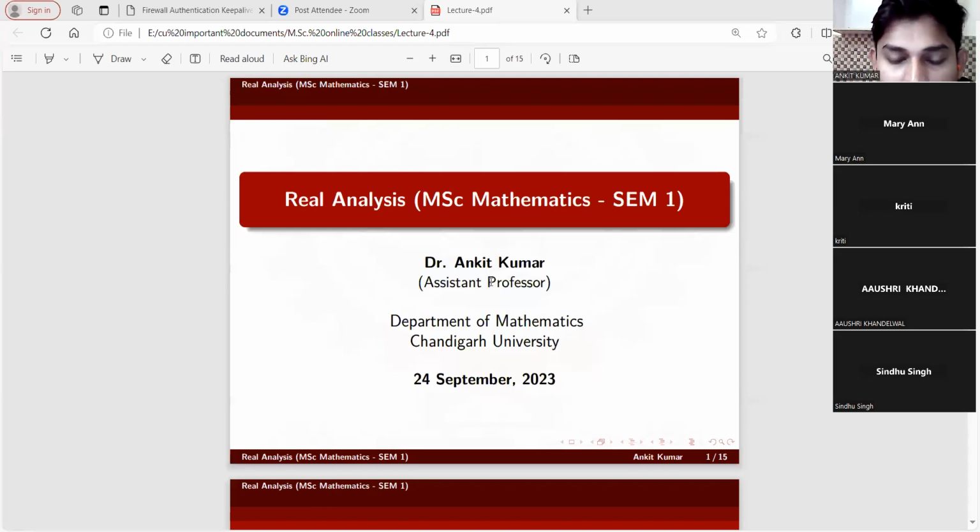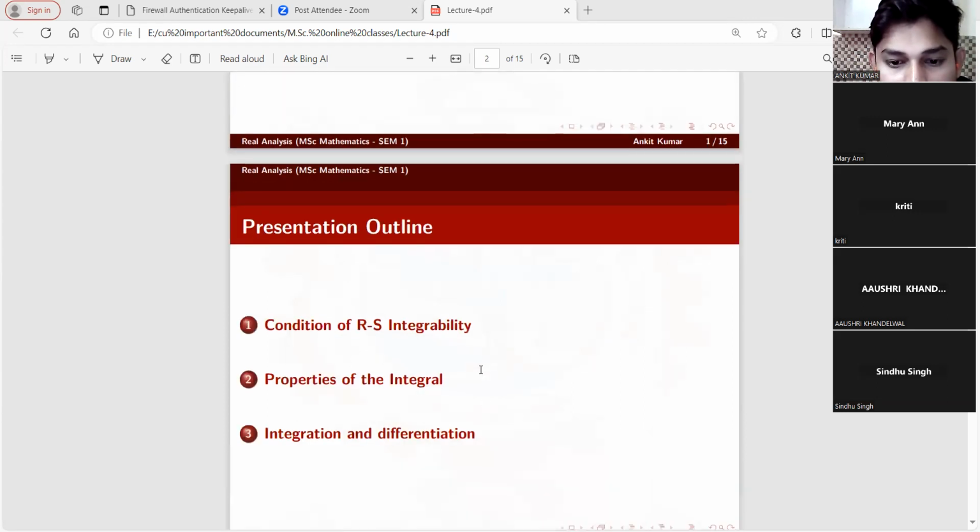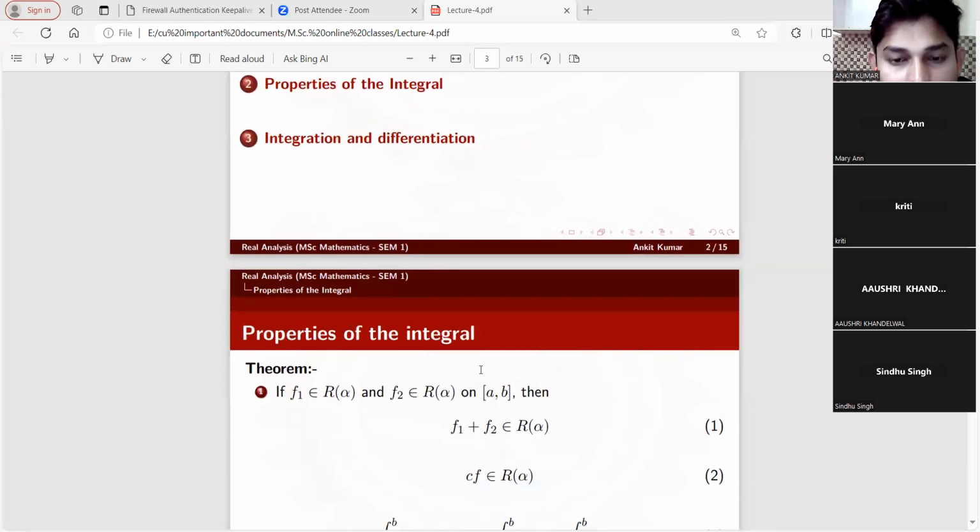So now let's start. First of all, in this lecture I will discuss the different properties of the Riemann Stieltjes integral, which we have discussed in the previous session. In this session we discuss the main properties of the Riemann Stieltjes integral and how we use these properties in the different types of theorems. First of all, we discuss what the properties of the integral are.